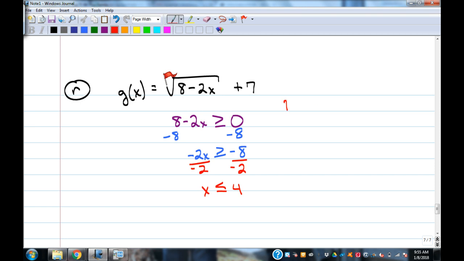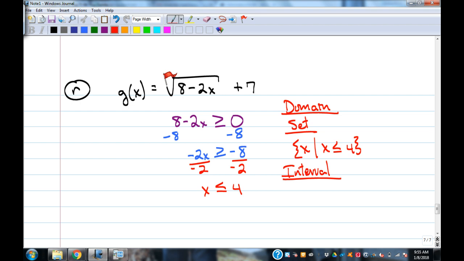Don't forget that rule about solving inequalities. So let's get our domain. Again, set notation is super easy: x such that x is less than or equal to 4, because it's just straight up what you got as an answer. The interval is a little bit more difficult this time, because you've got x is less than or equal to 4. So where are we starting at?